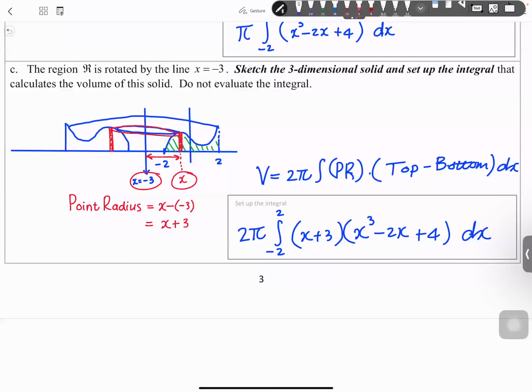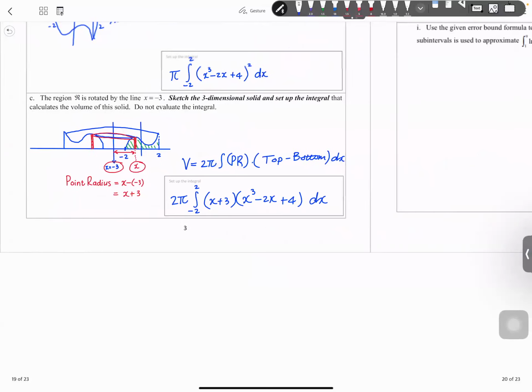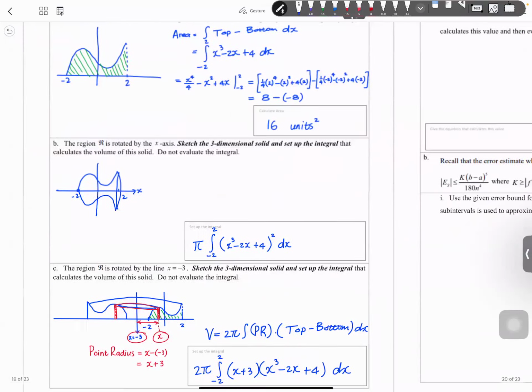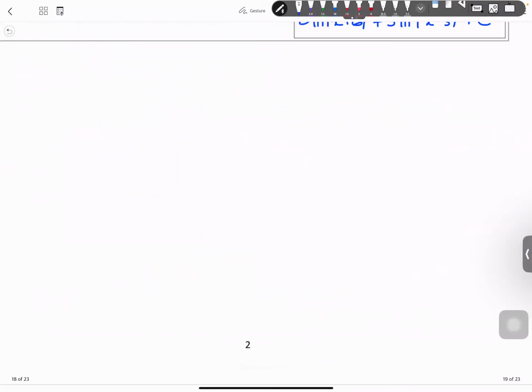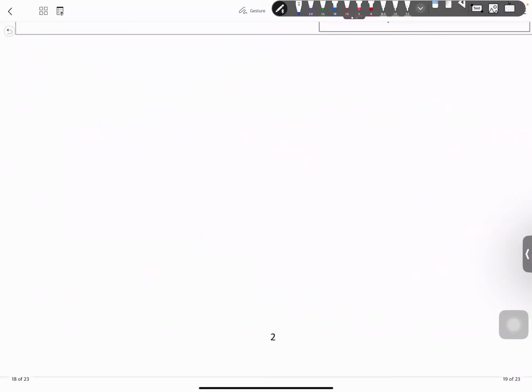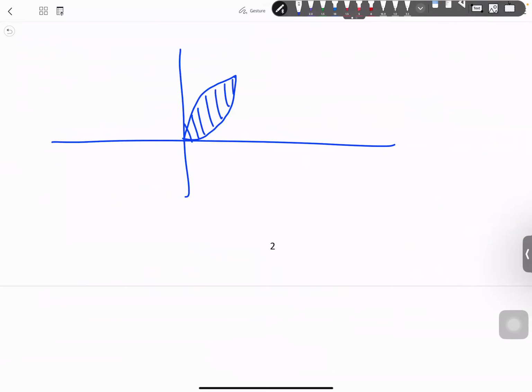Yes, the point radius is the distance. Let me do it over here. So the point radius is the distance between the axis of rotation and an arbitrary shell. So let's say you have, let's draw a coordinate axis. And let's say we have a region, this region right here. And let's say we rotate this region about this line right here. This is the line x equal to 5. So when you rotate it, it looks like this.